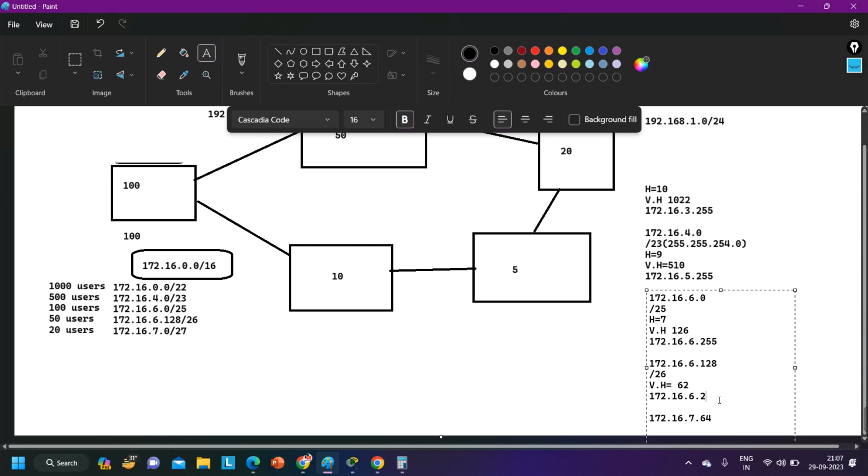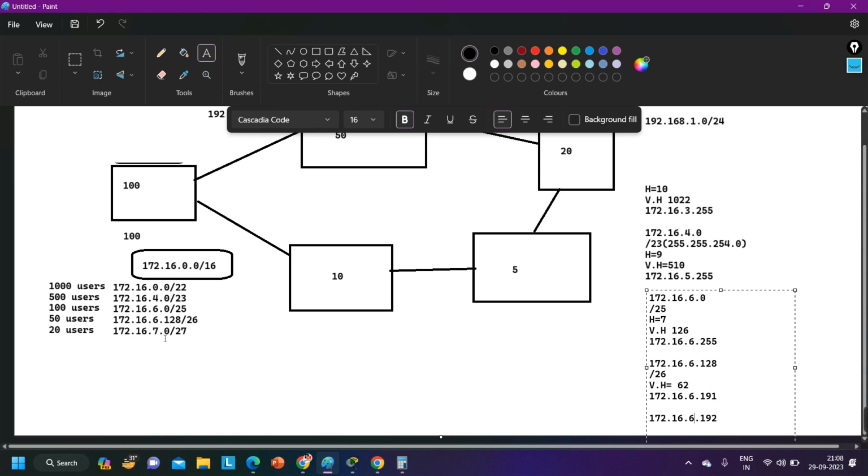If you see the third segment, for that 100 block size users, it is 64. So here the last IP address will be 191, because the next network is starting from 192. It can be 6.192, sir.